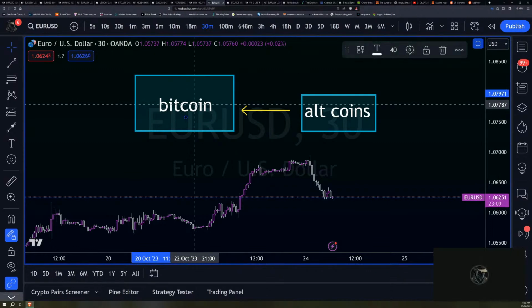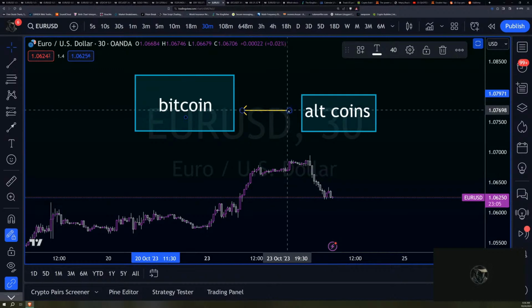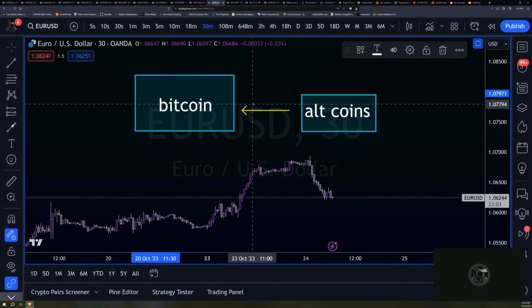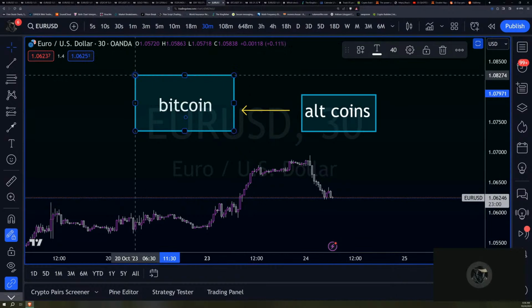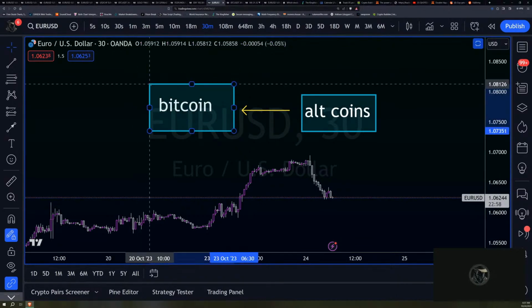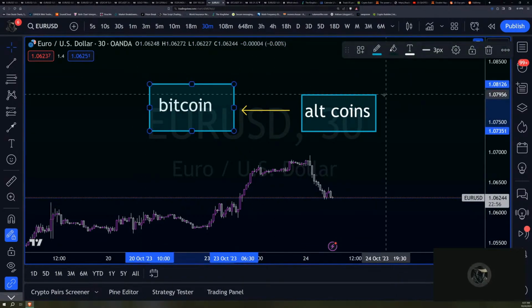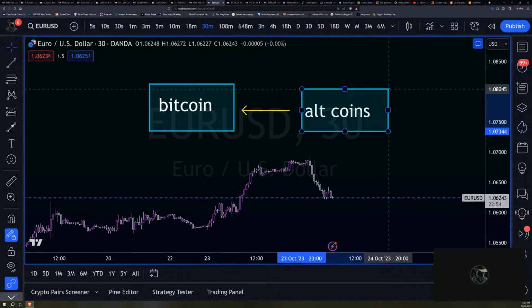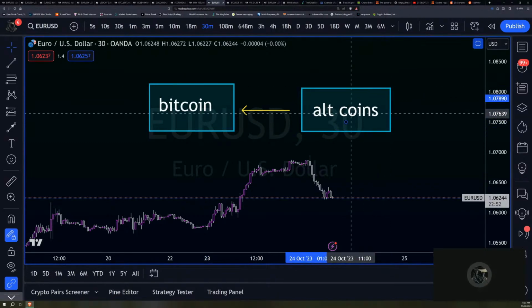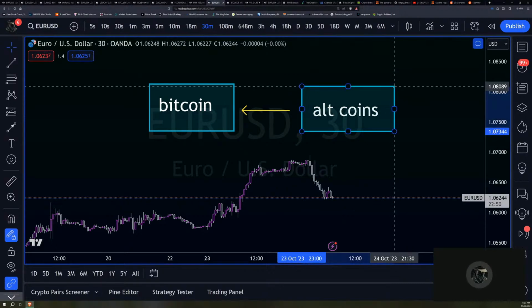Now, once Bitcoin becomes stagnant in price, once Bitcoin is sort of calming down, then Bitcoin dominance will shrink and the altcoins will start to see more inflows. That's how that works. So then altcoins will go up, because we're talking about spot price right now.